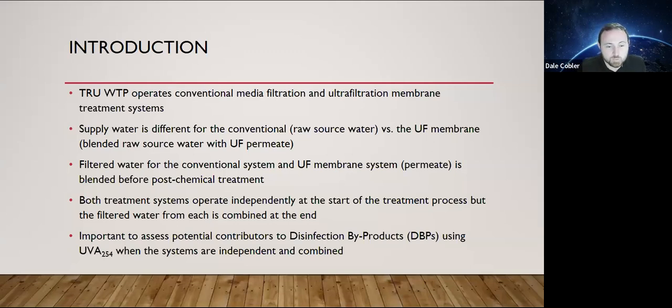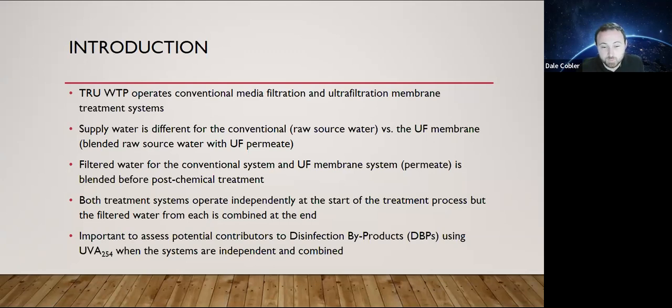The TRU water treatment plant operates both conventional granular media filters and ultrafiltration membrane systems. There are 2 conventional plants that each have 4 granular media filters. There are also 2 ultrafiltration membrane systems. One of those is used to produce permeate for distribution, and the other is used to recycle spent filter backwash water. The spent filter backwash water is waste that is generated from cleaning both the conventional and first stage membrane filters.